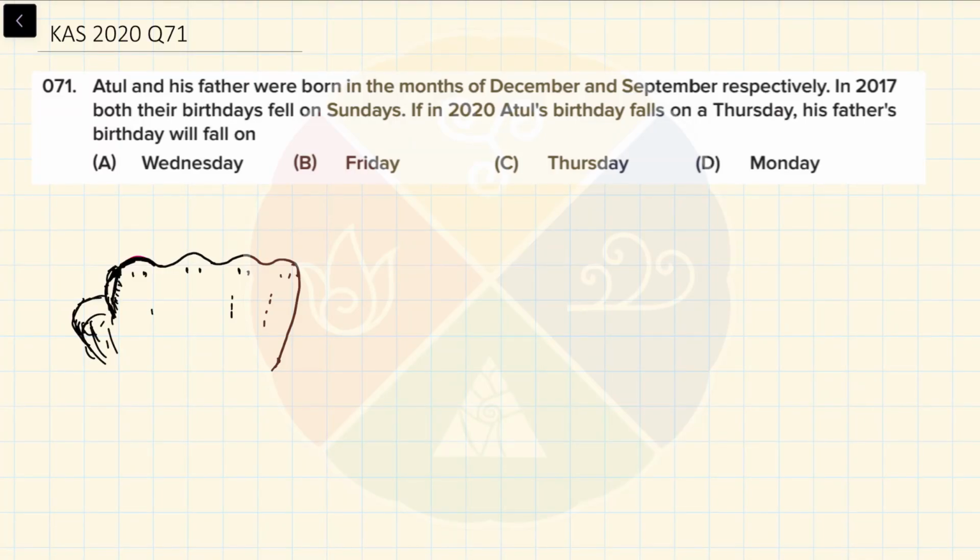Now this is a question from KAS, Kerala Administrative Service Examinations, Maths part. The last exam was in the year 2020, so this question is also from 2020. Can you try to solve this problem? I want you guys to pause the video and try to solve it.